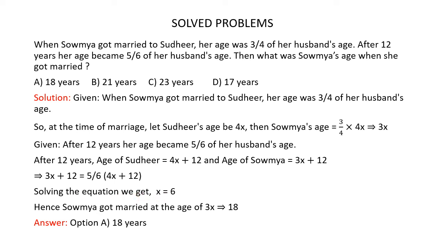6. Now we are asked to find Soumya's age when she got married. Soumya got married at the age of 3x. Since x is equal to 6, 3x is equal to 18. So Soumya got married at the age of 18 years. The correct answer is option A, 18 years.